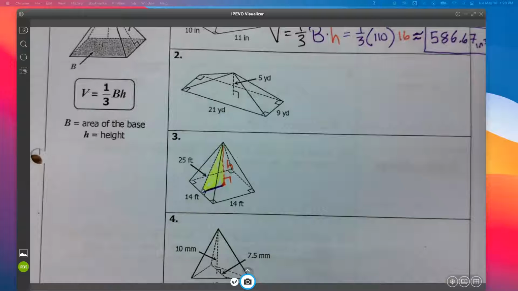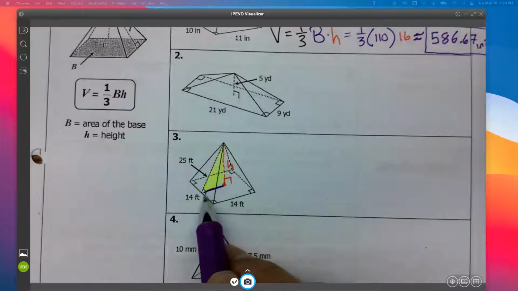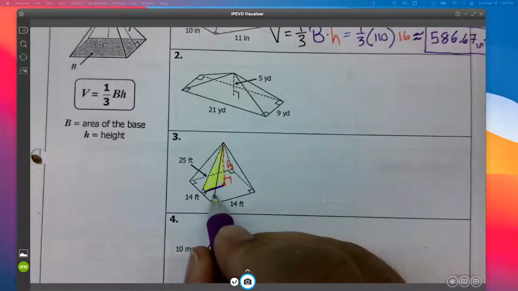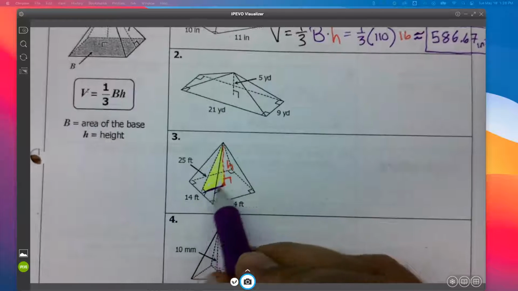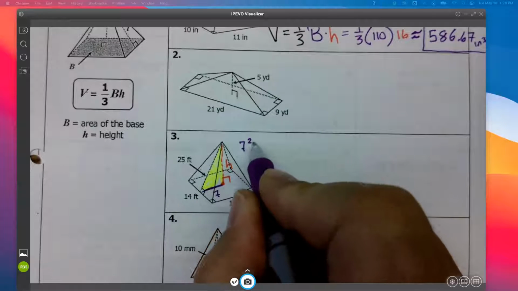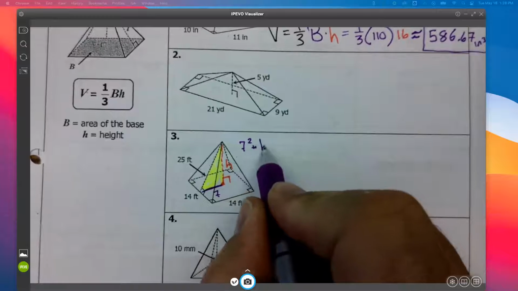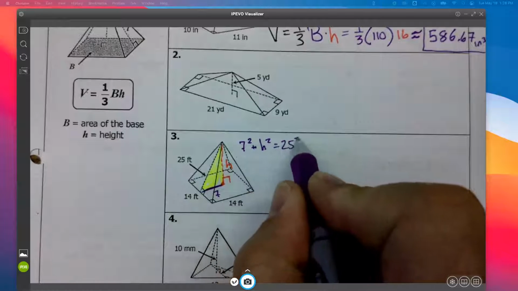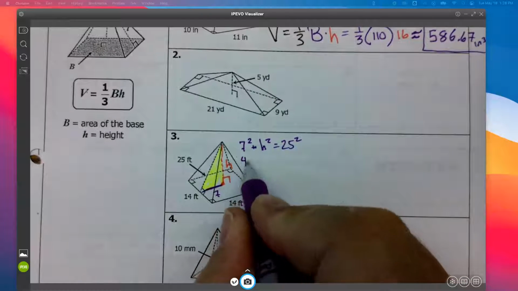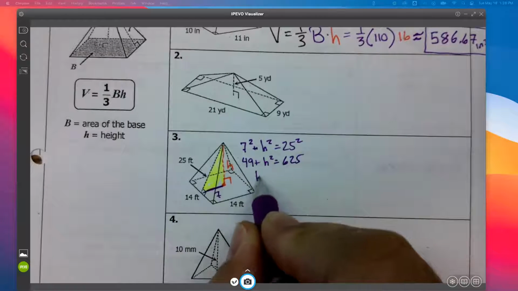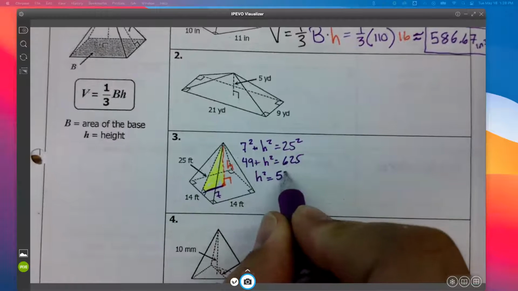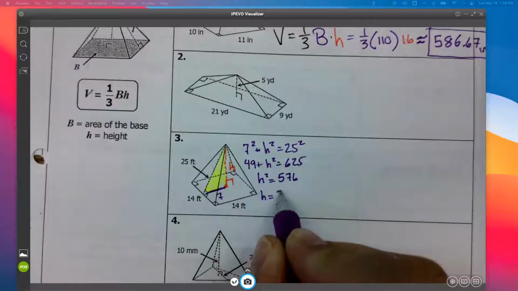See, I've got kind of a half cross section here of a triangle. It's going to be a right triangle. How long is this base, do you think, of the triangle? Good. Half of this length all the way across. So that's 7. I've got h, a hypotenuse of 25. So I can use Pythagorean theorem. 7 squared plus h squared equals 25 squared. 49 plus h squared equals 625. H squared is 576, so h is 24.